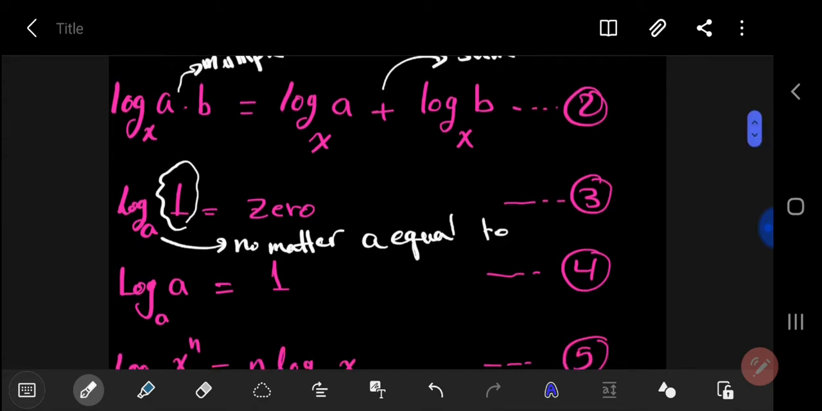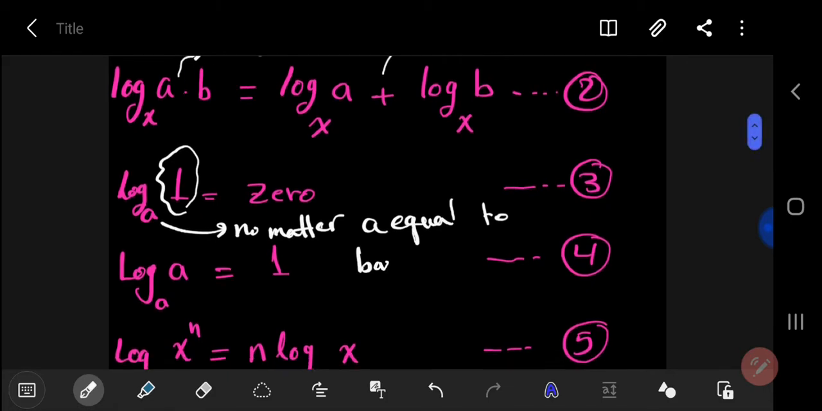The fourth property we have here: log base a of a equal to 1. So if I have the base equal to the number, the result will always be the number 1.